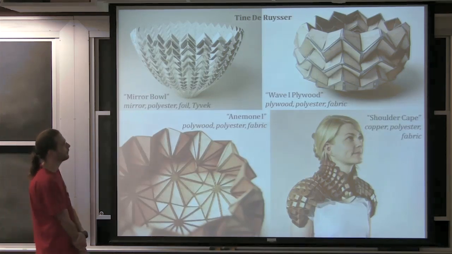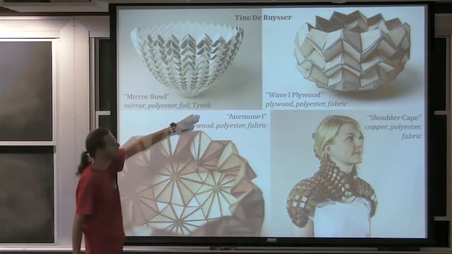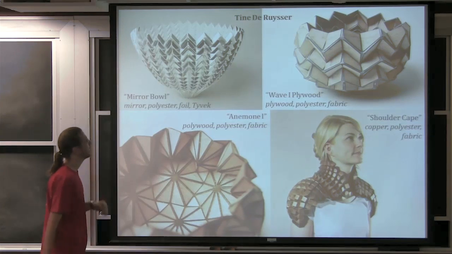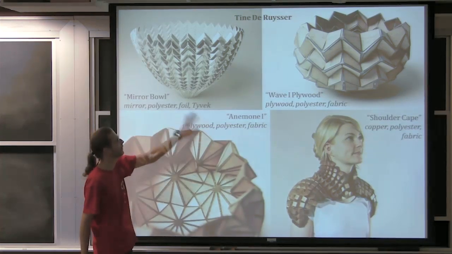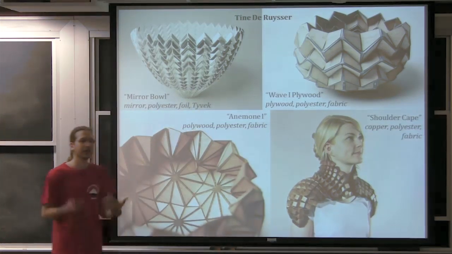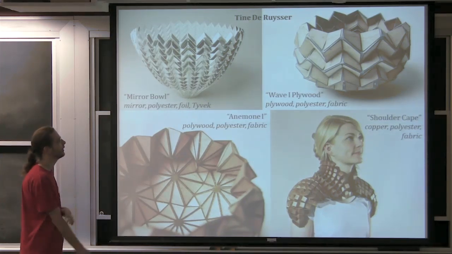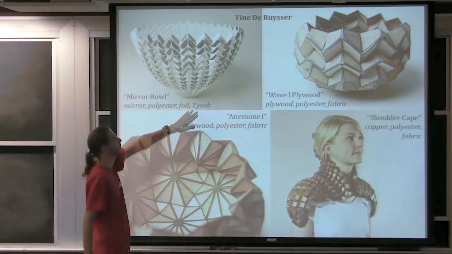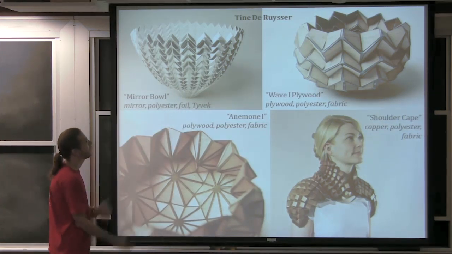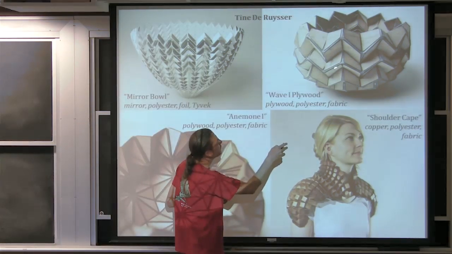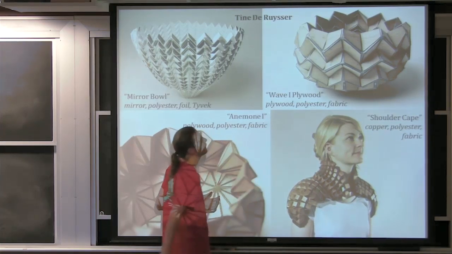Here are some recent ones we just found, making things out of mirror and plywood and copper as the surface material, and then polyester and fabric, or polyester and Tyvek. Tyvek is like those plasticky envelopes that you can't really stretch or tear. Really great stuff, and you can buy it as sheets. So that's the base layer that's holding everything together. At the creases here, you can see through to the fabric material, and then this is plywood on the surface.